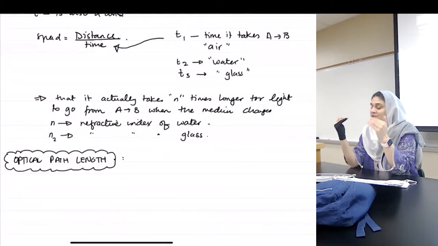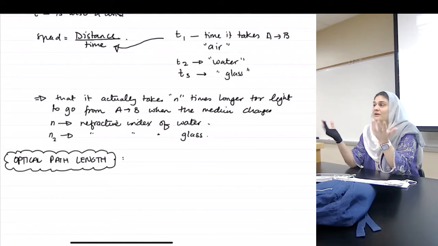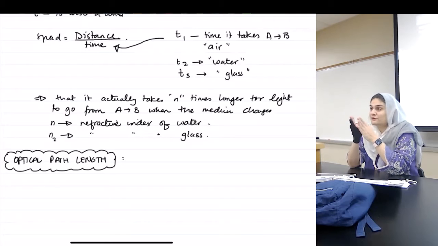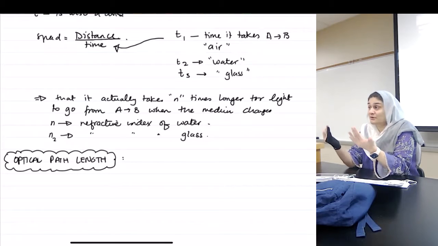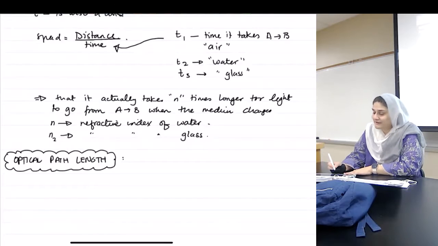So is time t2 bigger than time t1? In air or in a vacuum, it will take the least amount of time. So let's say we put glass in there. Will it take longer for light to reach there? That means, how do we account for that delay in time? We can also define another length to account for it. And that length is called the path length.